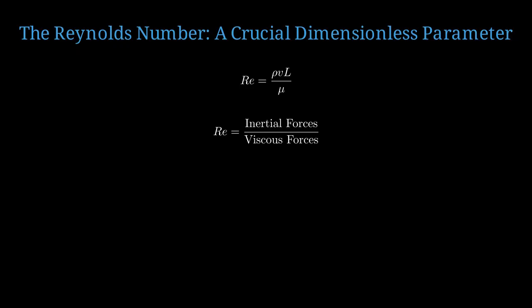When Reynolds is high, inertia dominates. When Reynolds is low, viscosity dominates. For microparticles spinning in fluids, we're almost always in the low Reynolds number regime, where Reynolds is much less than 1. This means viscous forces completely dominate over inertia.